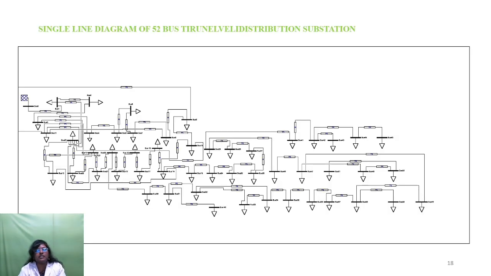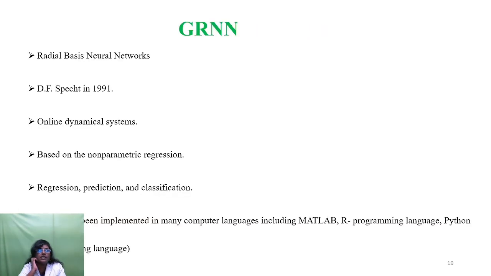This is the normal general 52 distribution system. This is done by using this single line diagram by using the PSAT analysis toolbox. Here we can see this distribution side network. So next we see about the recent artificial intelligence technique which is used in this distribution side.